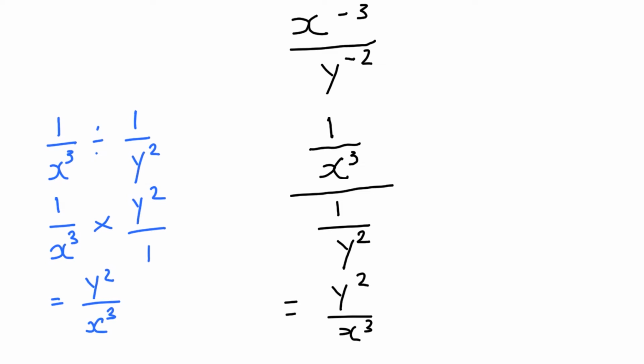So what we notice is x to the power of negative 3, to become positive, has jumped to the bottom of the fraction, and y to the power of negative 2, to become positive, has jumped to the top of the fraction. So if you remember, to change a negative exponent to a positive, you just have to switch the spot in the fraction. It becomes really easy to see.